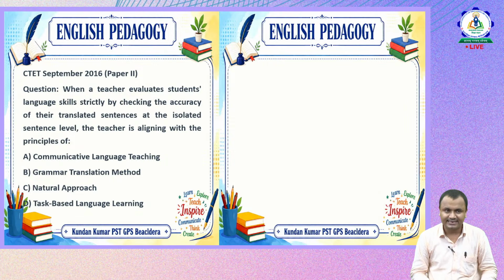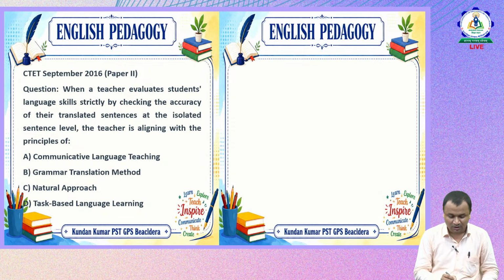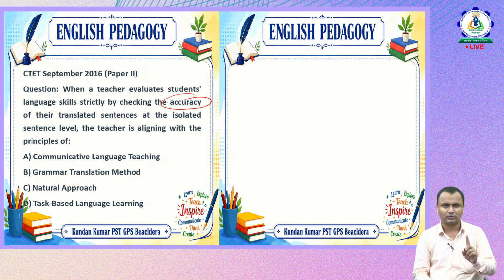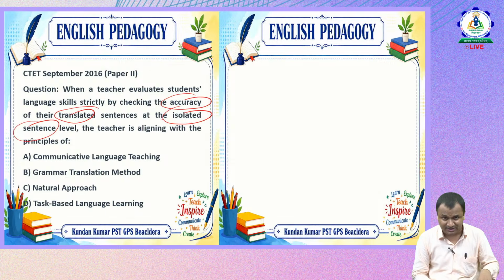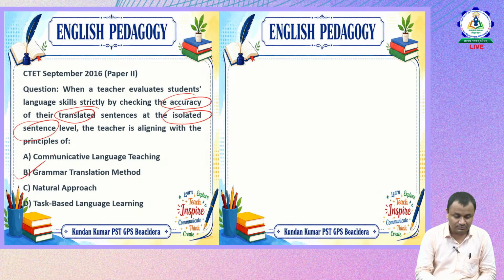When a teacher evaluates students' language skills strictly by checking the accuracy of their translated sentences at the isolated sentence level, the teacher is aligning with the principles of what? First, we know the feature of GTM is focus on accuracy, then translation, and that too at sentence level, isolated sentence level, which means decontextualized, not with the help of context, a totally segregated way, and that is the feature of GTM, grammar translation method.